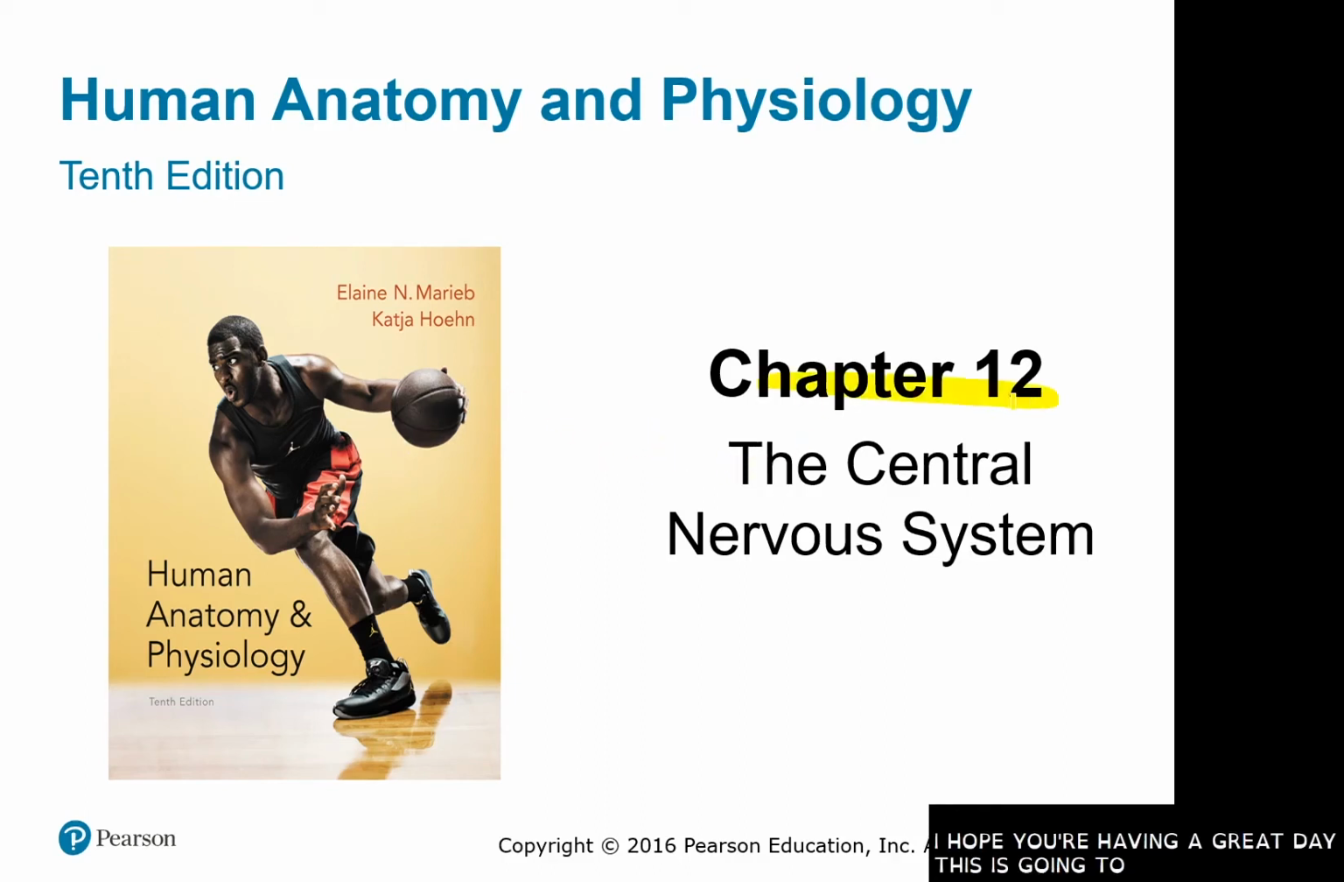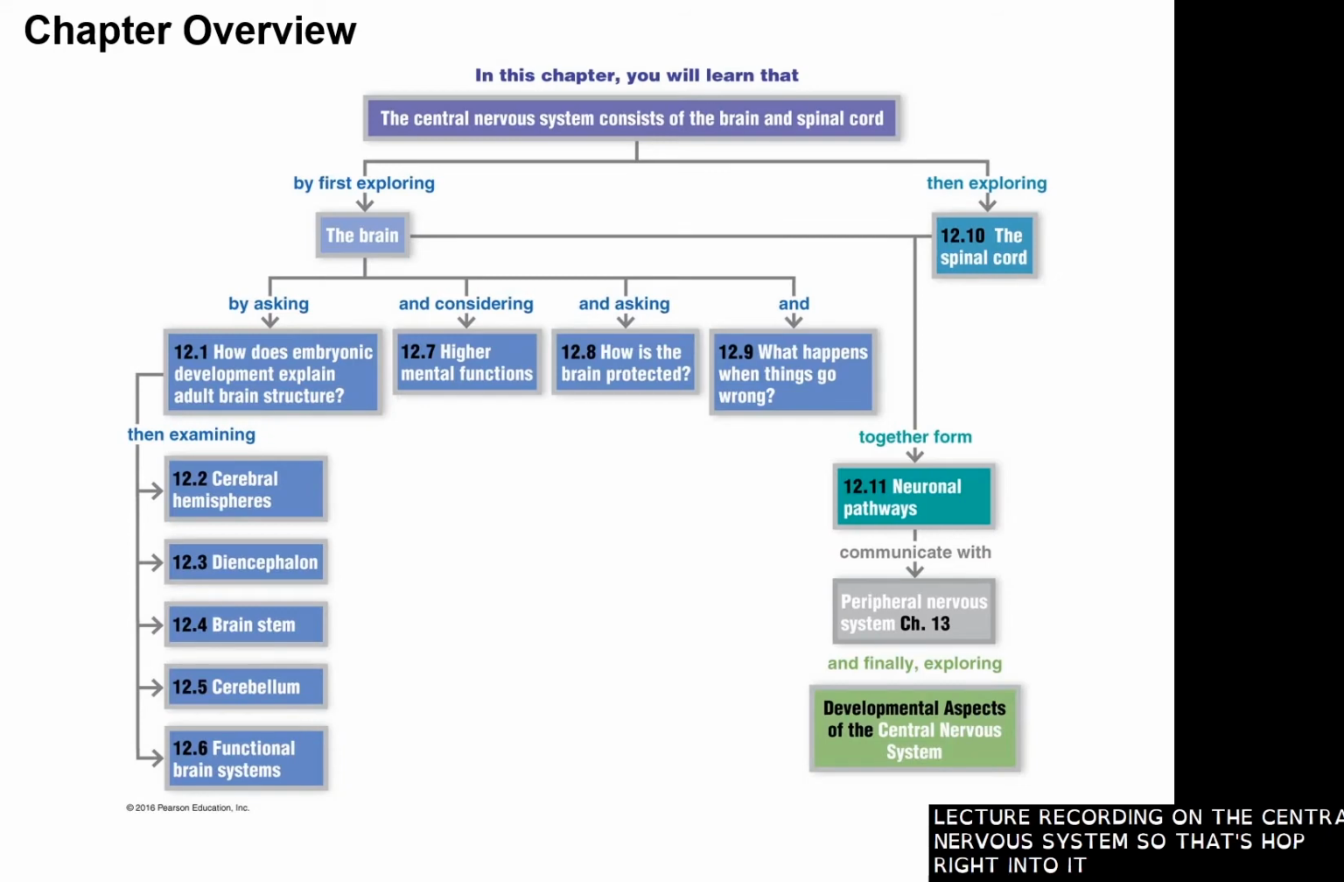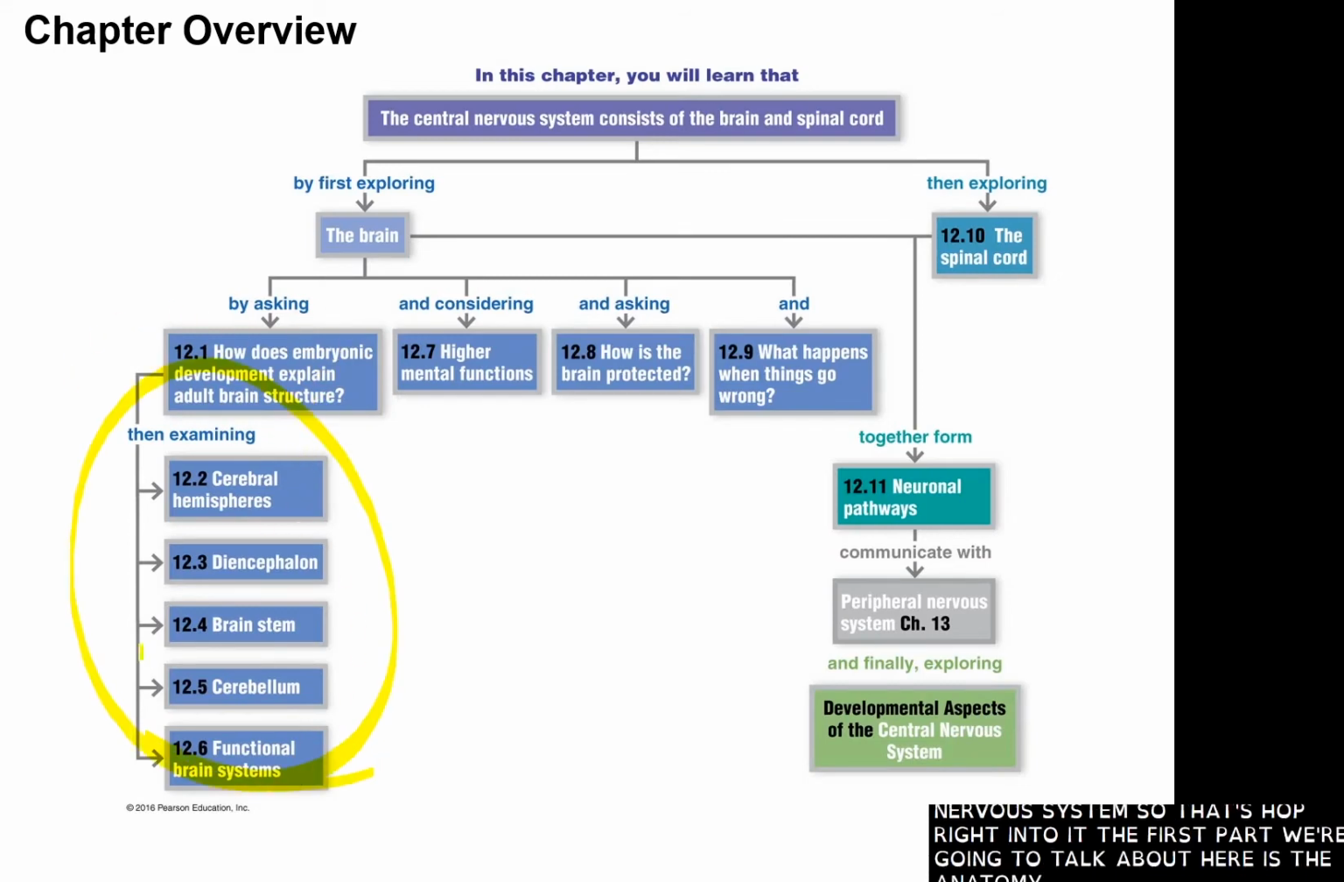This is going to be the Chapter 12 lecture recording on the central nervous system. So let's hop right into it. The first part we're going to talk about here is the anatomy of the central nervous system. So looking at the brain, all the different regions of the brain.